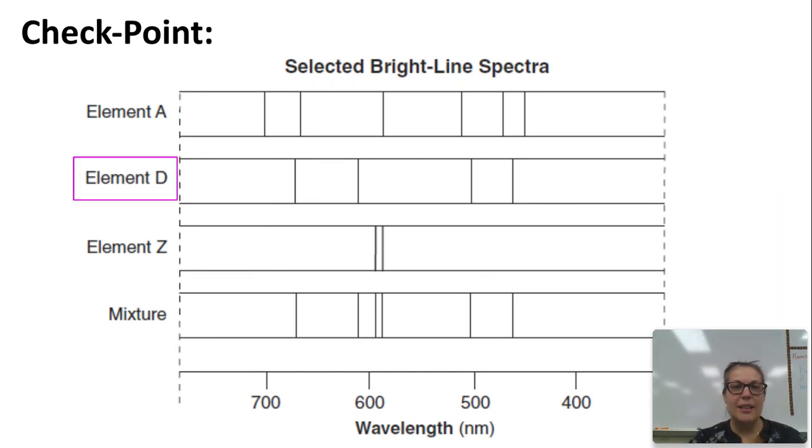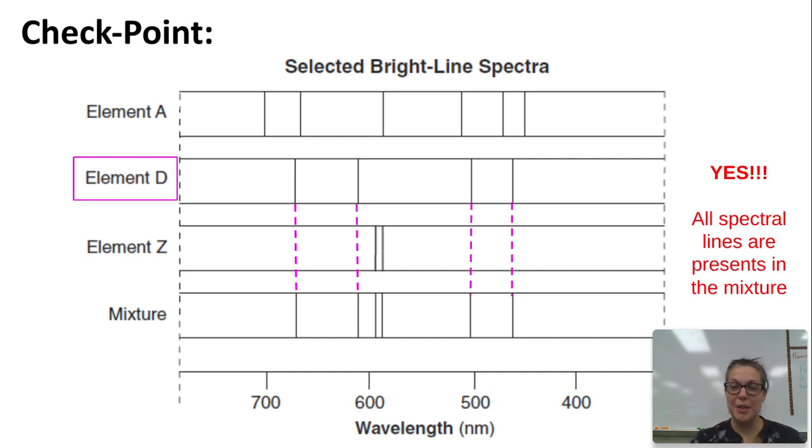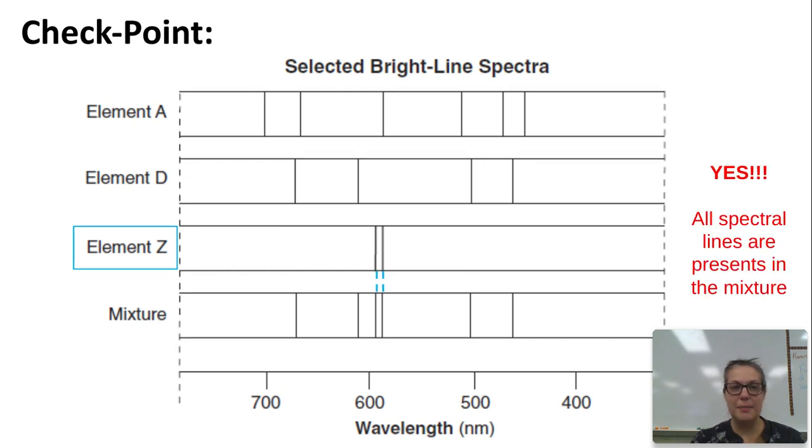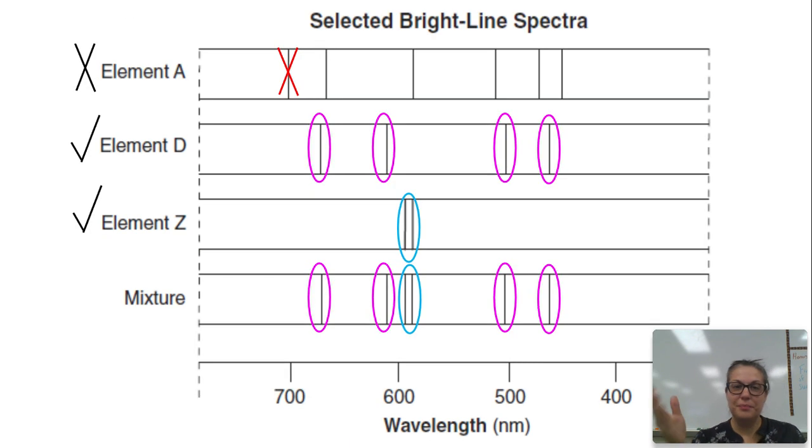Let's see. Element D. Yes. Awesome. All the spectral lines of element D are present. So it is in the mixture. Notice the mixture has extra lines. That's okay. We just don't want extra lines in the element. Let's look at element Z. Yep. Bam. All the lines in element Z are present, so it is part of the mixture. There we go. Element A, nope. I found one line. Don't have to look anymore. It is not present. Everything else is there for D and Z.